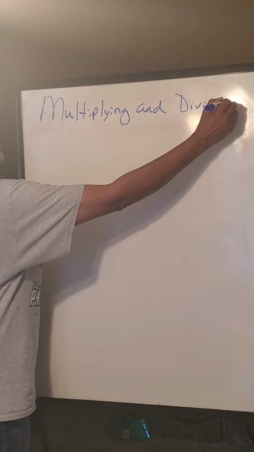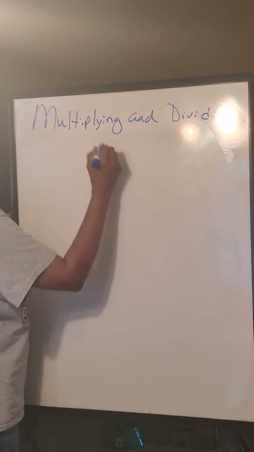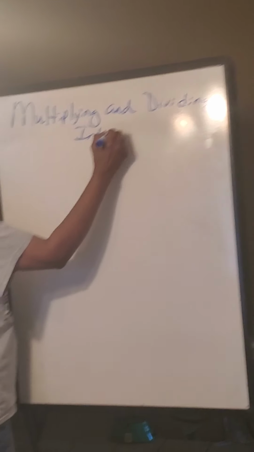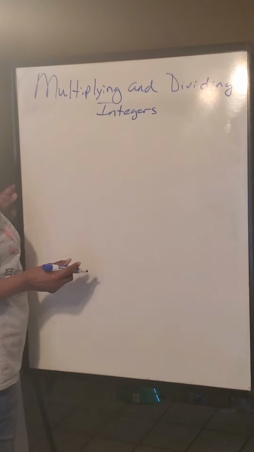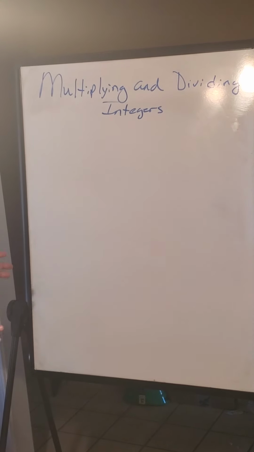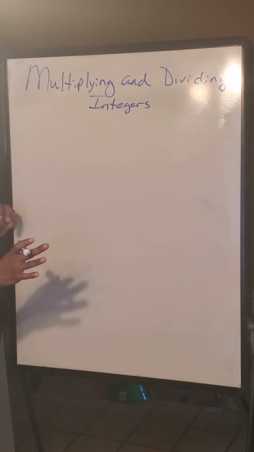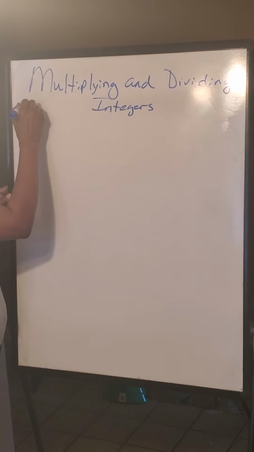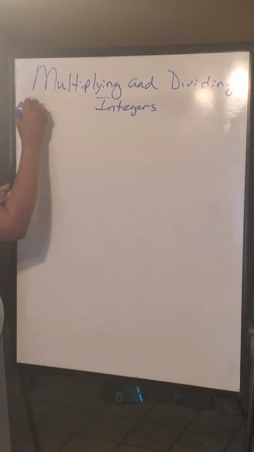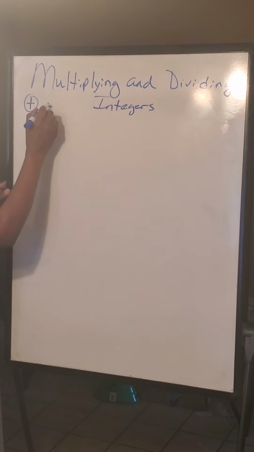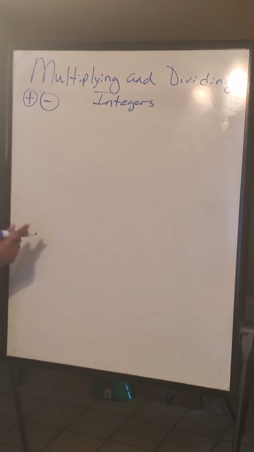Today we're going to take a look at multiplying and dividing integers. Now remember, multiplication and division are inverse operations. So I'm going to give you the rules. I'm going to use a plus sign for positive and a negative sign for negative, okay?